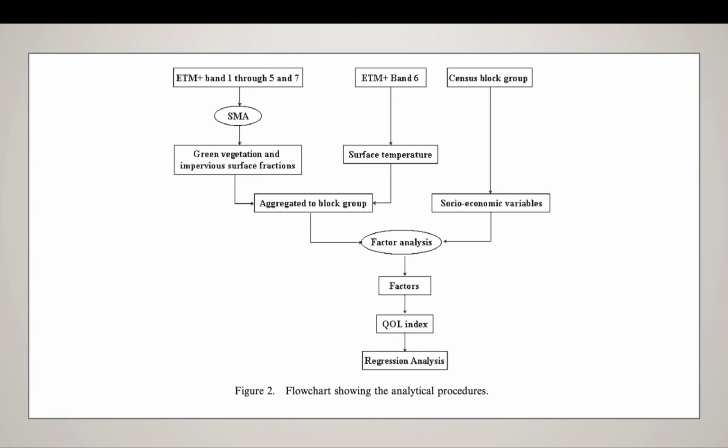Then we bring all those data into a GIS software for factor analysis. And then once everything is processed, we can develop those factors, and based on those factors we can have a quality of life index. And with that quality of life index, we can make a regression analysis to create a score of the quality of life in a specific area based on the factors that we previously picked.